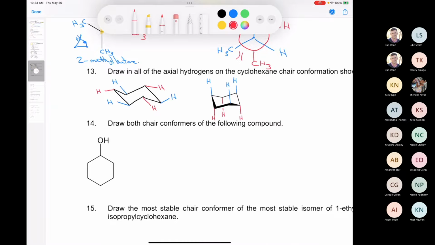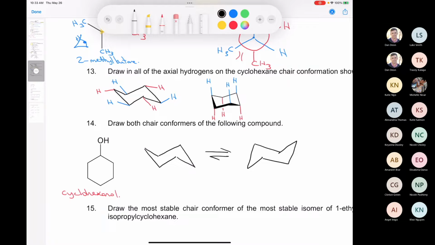Here we have an alcohol. This compound is called cyclohexanol. You don't have to know how to name an alcohol. That's something that's covered in organic chemistry too. But we have only one substituent on the ring. The substituent could be either in an axial position or an equatorial position. So let's draw a ring. We'll start with this ring over here, and then we'll flip that ring, and then we'll draw this conformation as well.